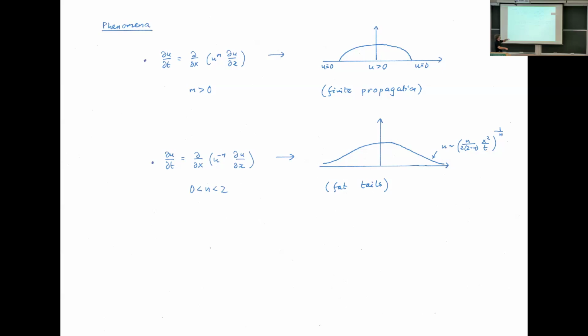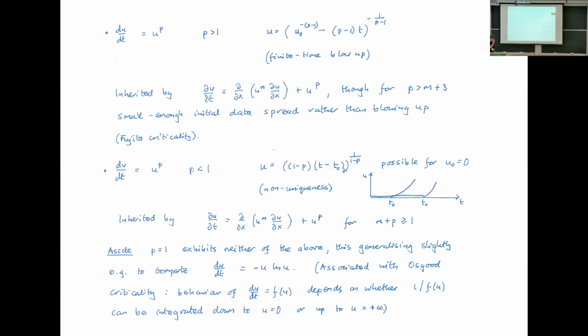Conversely, if n is negative and you can't make it too singular or there's no solution, you get fat tail behavior instead, and the Gaussian, the heat equation, sits in between those two. So that was crossing off the source term.